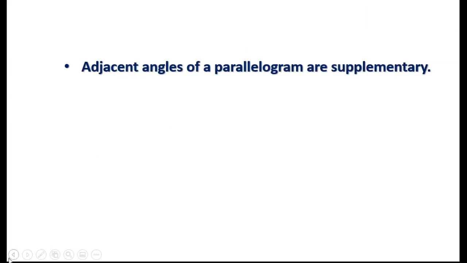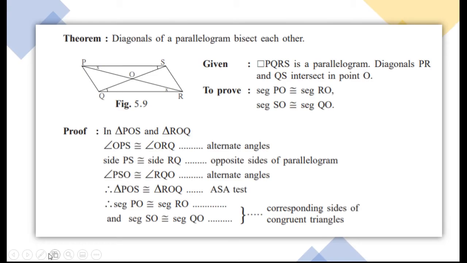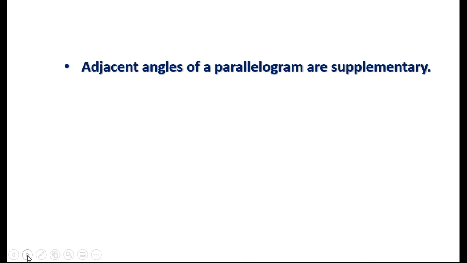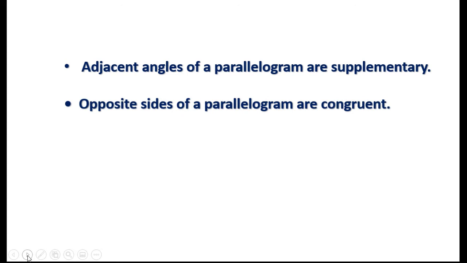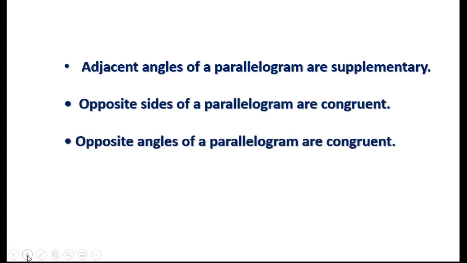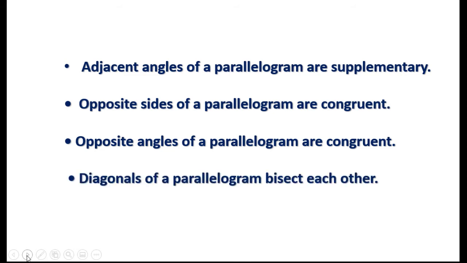So what actually we learned, let me check whether any skip is there now. Okay. We learned that opposite sides of a parallelogram are congruent. Opposite angles of a parallelogram are congruent. Diagonals of a parallelogram bisect each other. And another property of a parallelogram is that adjacent angles of a parallelogram are supplementary. What does it mean?